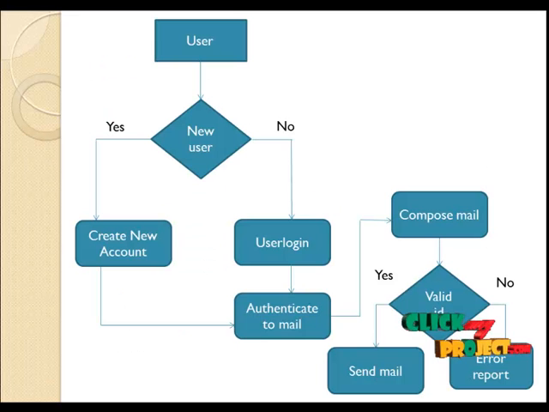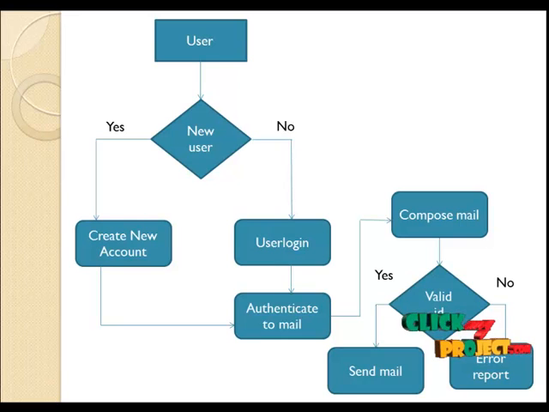This is our data flow diagram. First of all, we have to specify whether the given user is a new user or an existing user. If the user is a new user, they have to create an account and then give authentication to mail. After authentication, they have to compose the mail. Composing a mail is nothing but sending a mail to anyone by specifying the email ID. If the user is a new user, the same procedure is followed.